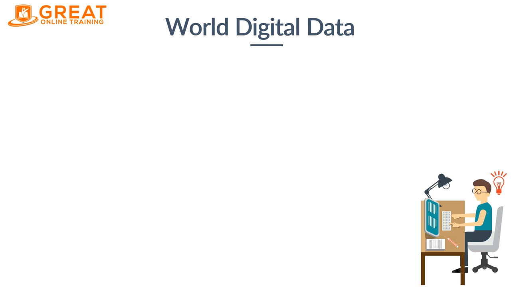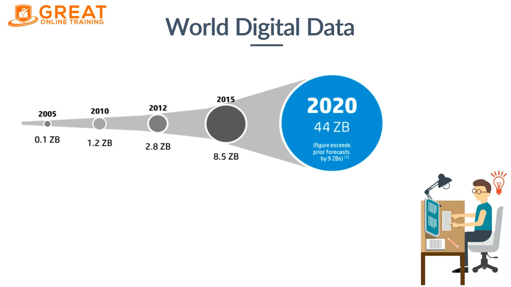Before answering these questions, let me show you the world digital data, and how it is increasing. I'll show you one diagram here. Here the memory is shown in zettabytes. In 2005, the world digital data was 0.1 zettabytes, and in 2015 it is 9 zettabytes.